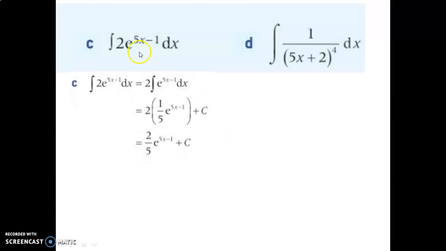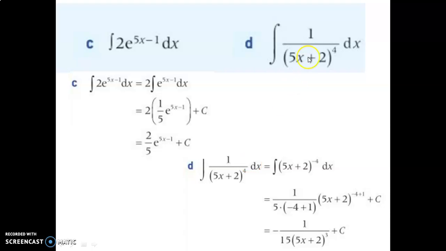Okay, in C we have the e to the x function, but it has a linear piece. So bring out the 2, take the integral of that, multiply by 1/5 because we have the linear portion with the 5 in the front there, so 1/5. And there we have a simplified form. Try D.